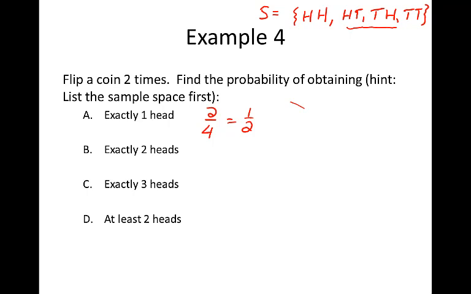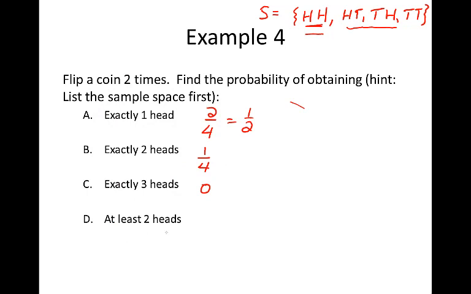Okay, how about exactly 2 heads? Exactly 2 heads is right here. And how many times does that occur? 1 time divided by the total number, which is 4. What about exactly 3 heads? Well, there aren't any. So if it cannot occur, the probability is just going to be 0.